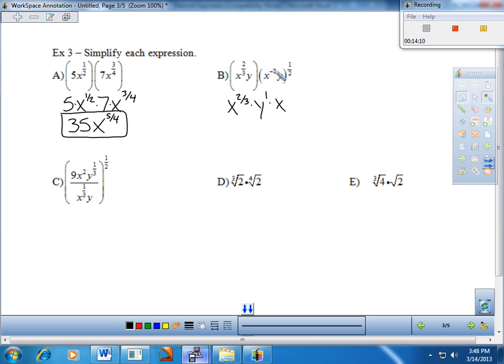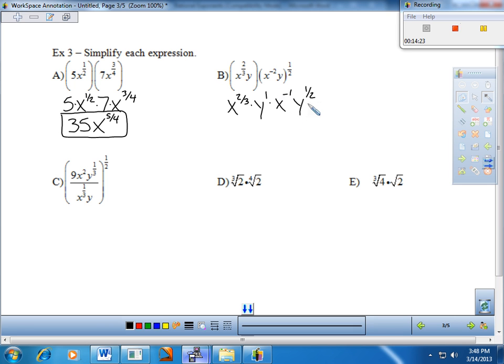So remember, power to a power. We multiply those exponents together. -2 times 1/2 is -1. So x to the negative first. And then y just raised to the 1/2. So I'm hoping you would agree that when I remove those parentheses, especially on that second one, this is what I get right here.